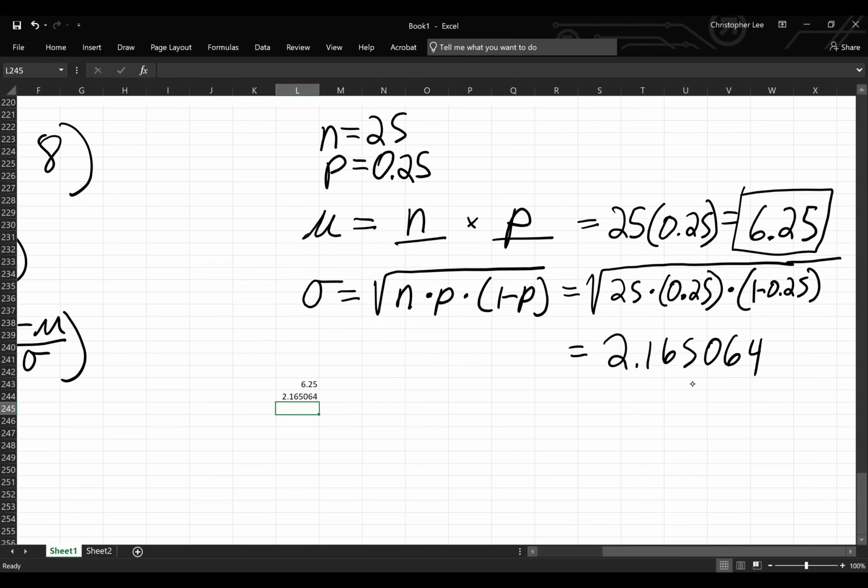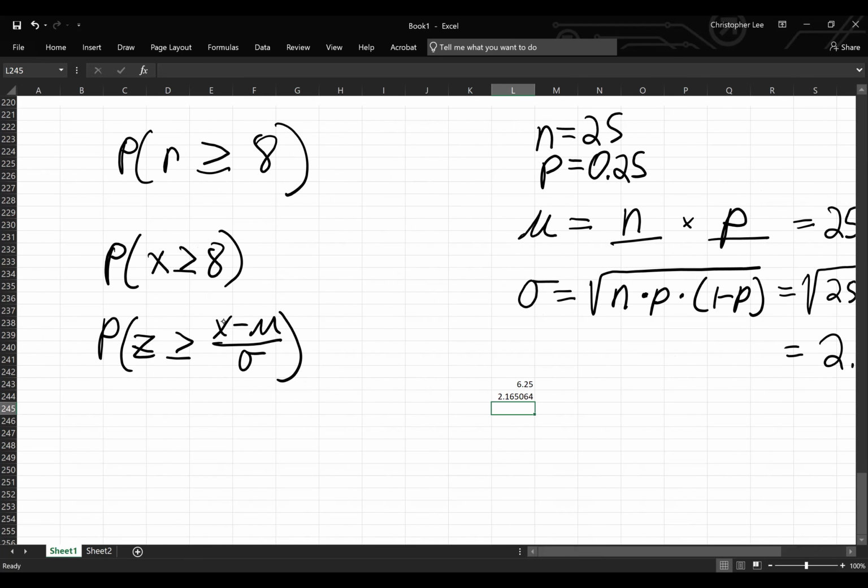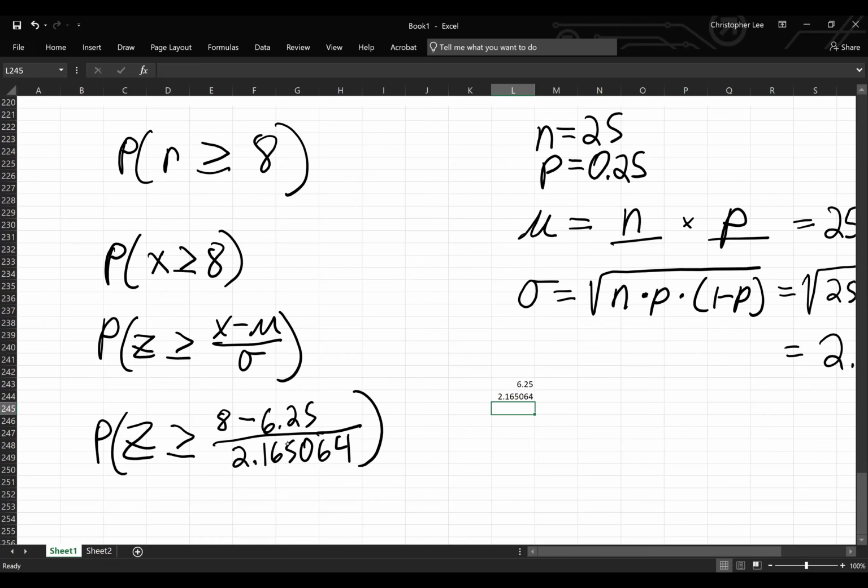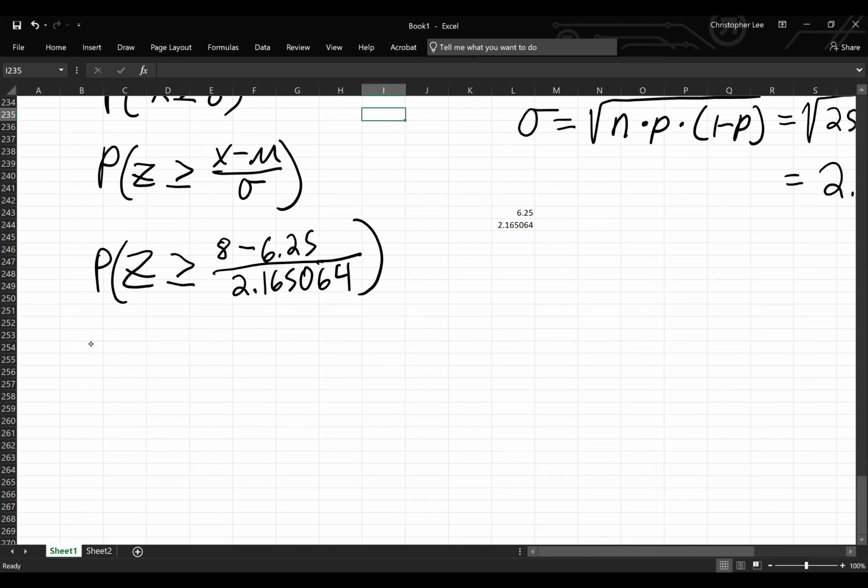2.165064. All right. Coming back to over here now, it's starting to look a little bit easier, right? This is z greater than or equal to 8 minus the mean mu, which is 6.25, over the standard deviation sigma, which is 2.165064. Now we brought it back to what we were doing before. Now it's simple. This becomes the probability of z greater than or equal to.